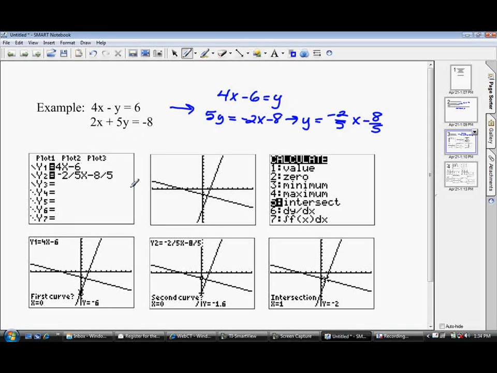So you can enter those into y1 and y2 and then graph and then go to second trace and choose option 5, intersect. Then for first curve, you're going to press enter. Second curve, press enter. And I didn't capture the screen here, but then there's a guess, which you would move to that point of intersection and press enter, and you would see your intersection is at the bottom, 1, negative 2. So with linear systems, it's pretty straightforward, nothing really to worry about.